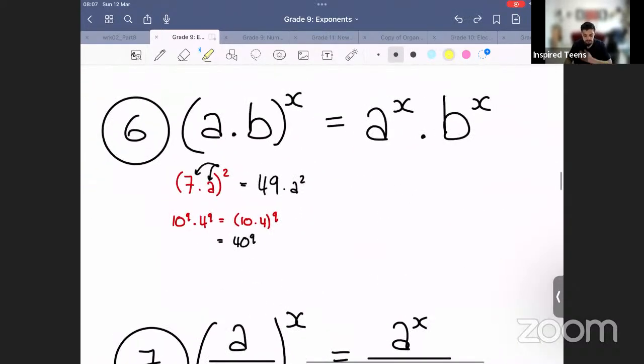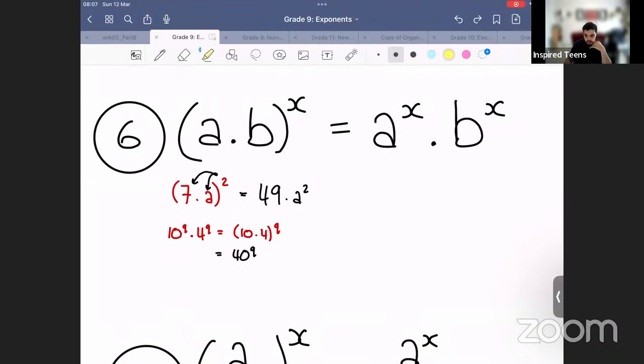Then we discussed when we have a product to a power, meaning when we have a multiplication, two terms multiplied by each other, and the entire multiplication is to a power, we can basically distribute that exponent to each term. So a times b whole to the power of x becomes a to the power of x times b to the power of x. Okay, I see a hand raised.